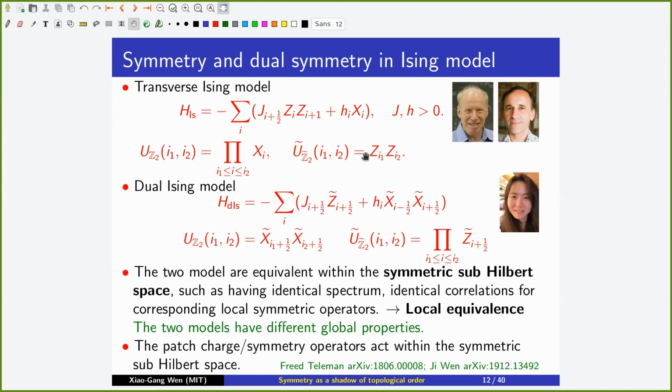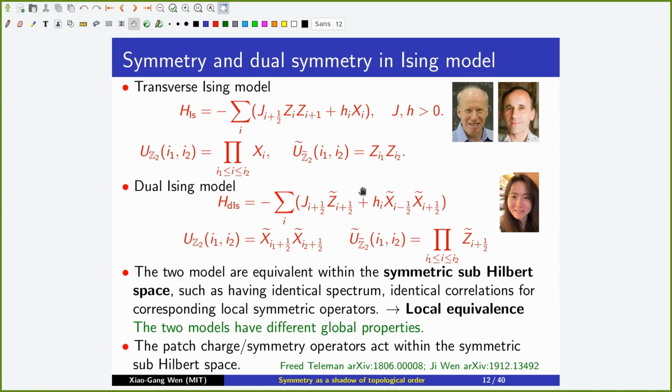But I try to say it the other way. I say, yes, we have the symmetry, but in this particular UV regularization, in this particular lattice model, there's no local operator that can break the dual Z2 symmetry.